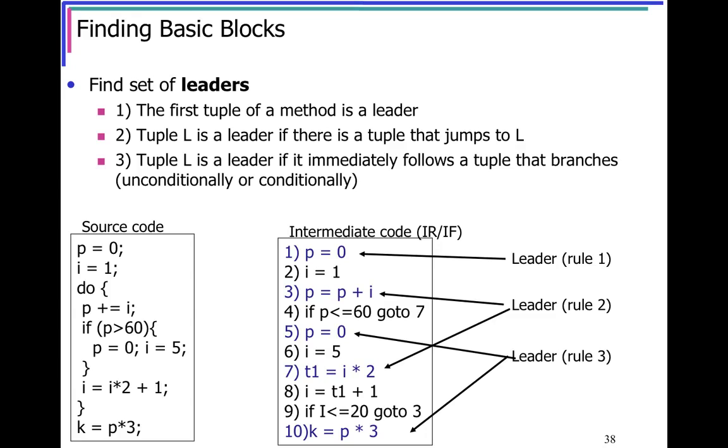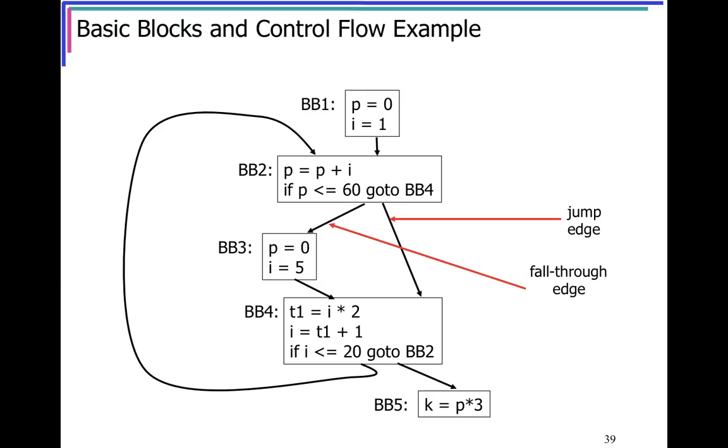And instruction number 5 and instruction number 10 are leaders because of rule 3. They follow a branch or a jump. You should be able to find the leaders and draw the basic blocks and their control flow graphs. So what we have to do here is put the edges between the different basic blocks that we found to the appropriate targets, and that is a control flow graph.